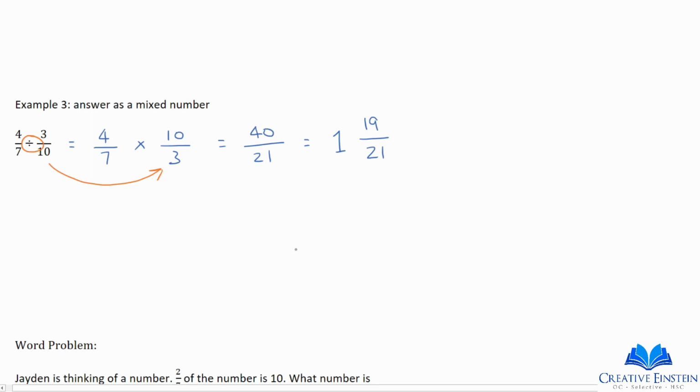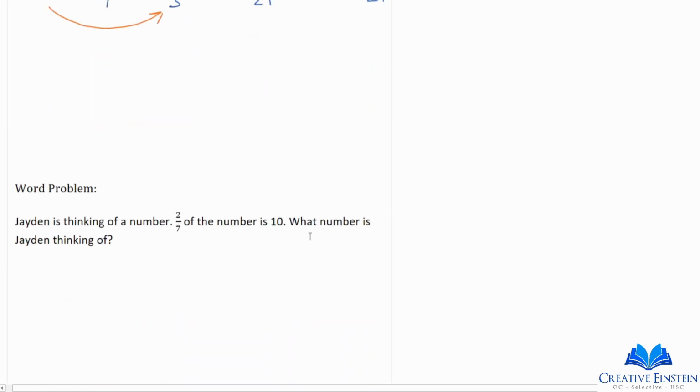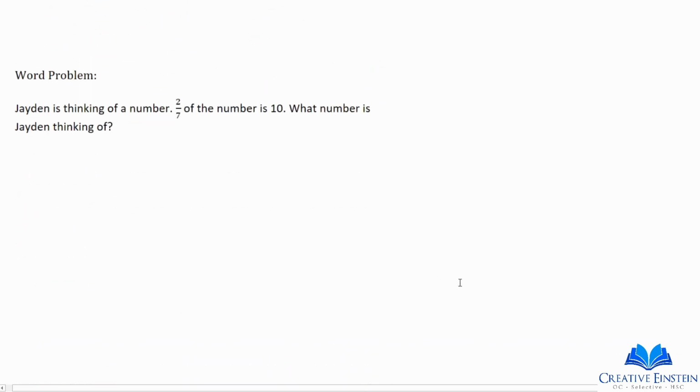When do we need to divide fractions? Well, let me give you an example. This is a word problem where we need to divide the fraction. Let's read the word problem. Jaden is thinking of a number. 2/7 of the number is 10. What number is Jaden thinking of?